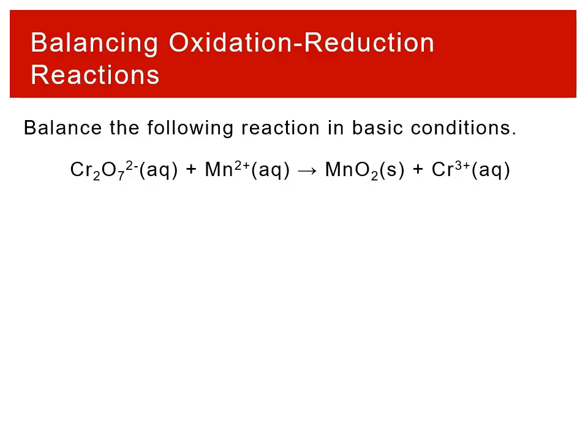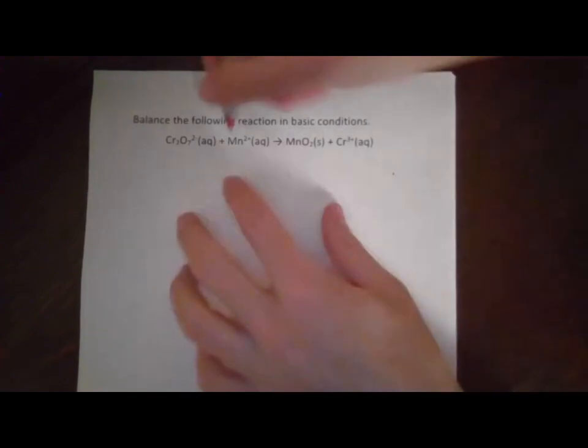We want to balance the reaction in basic conditions. I have Cr2O7 2 minus reacting with manganese 2 plus to become MnO2 solid and chromium 3 plus. So dichromate reacts with manganese 2 to make manganese 4 oxide and chromium 3. All right, so now we want to do the most complicated. We're going to balance in acidic conditions first. I made this one nice and particularly difficult.